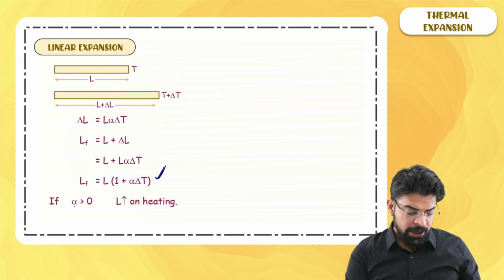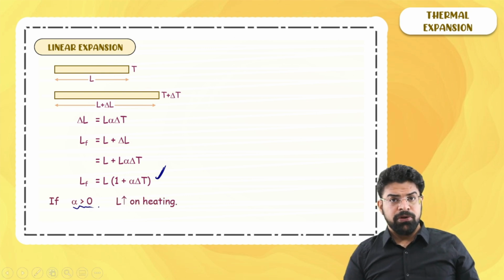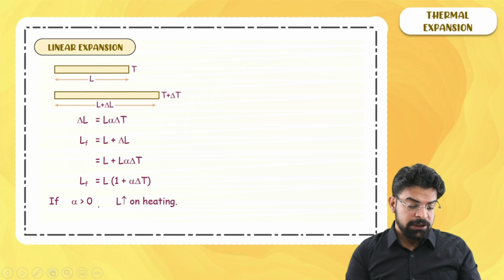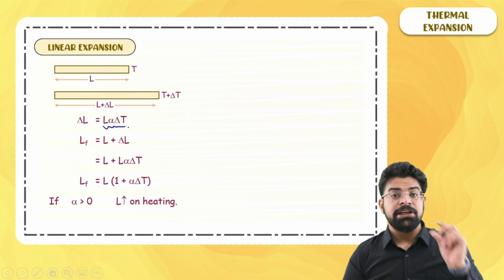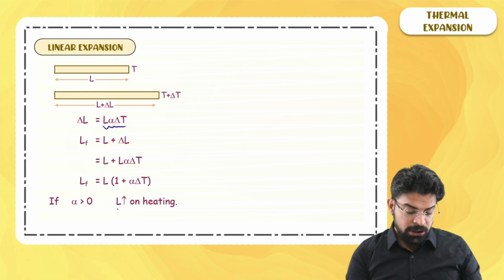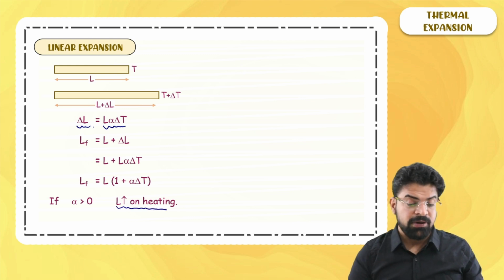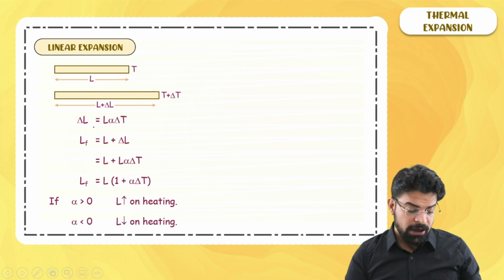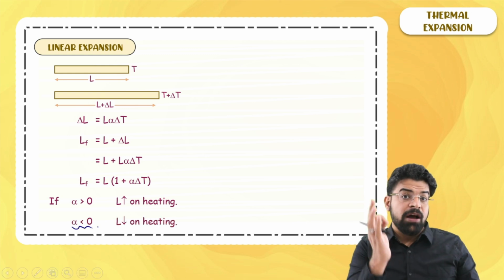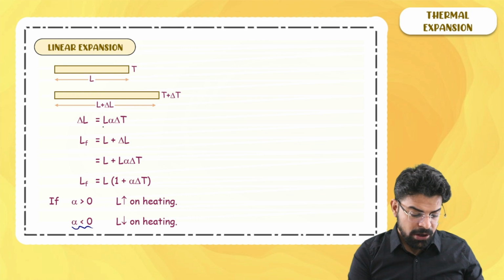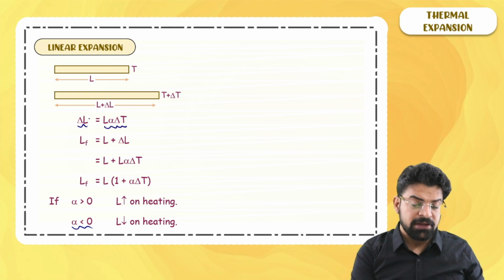Also remember that if alpha is greater than 0, if alpha is positive, then on heating the change in length is positive, so the length will increase. Similarly, if alpha is less than 0, if alpha is negative, then on heating the change in length will be negative.